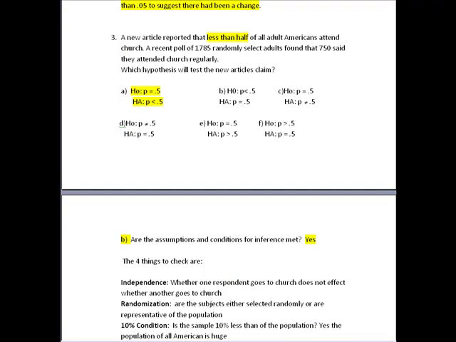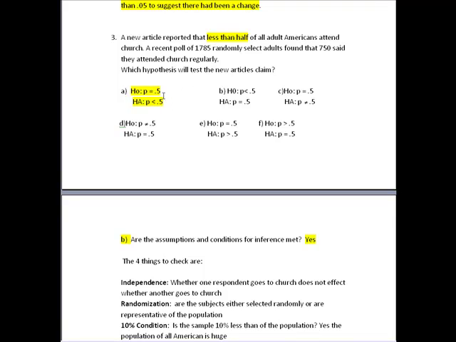A news article reported that less than half of all Americans attend church. A recent poll of 1,785 randomly selected adults found that 750 said they attend church regularly. What's the null hypothesis and alternative relating to this article's claim? The article reports less than half, but the null hypothesis is always an equality. It says that it is actually equal to a half. The less than comes into the alternative hypothesis.